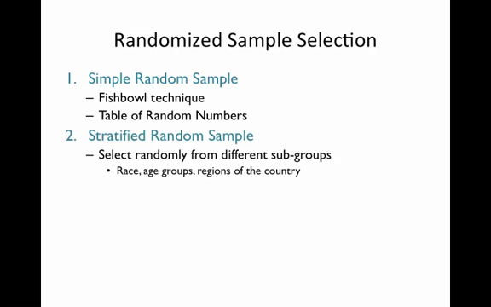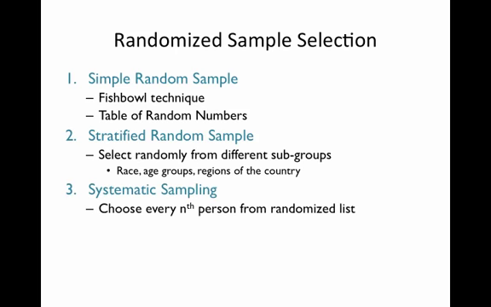A more difficult way is what we call a stratified method. This is where you're going to take that entire population, break them up into subgroups. That could be based on gender, on age groups, on race, on regions of the country, and then from each group that you break the population into, you're going to get a random number of individuals from that group.